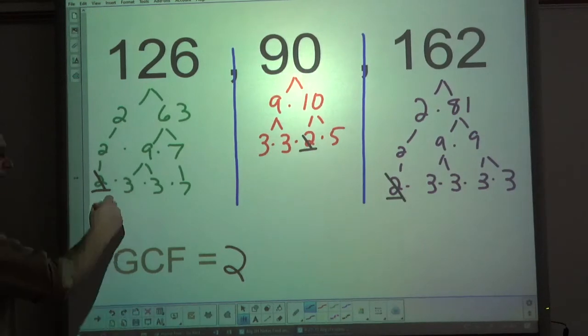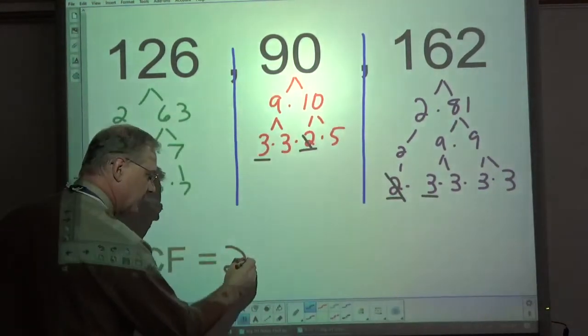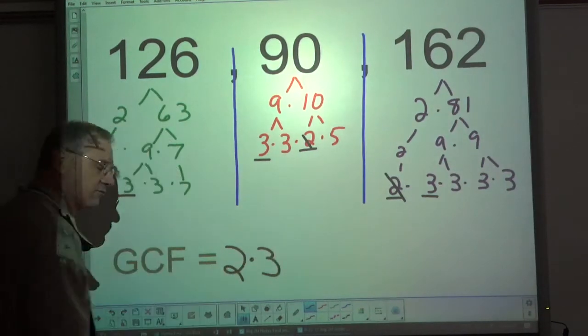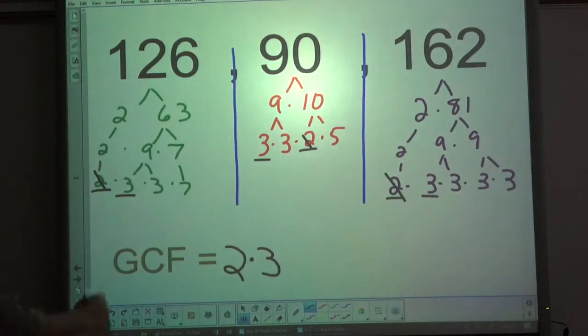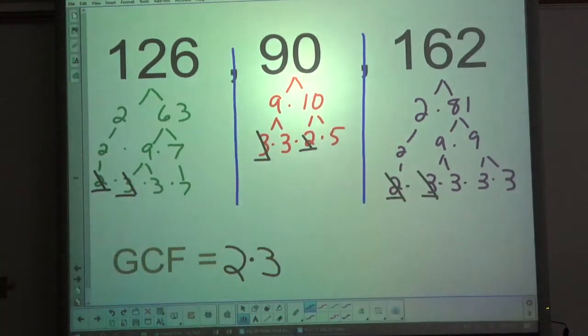I've got a 3 here, a 3 here, and a 3 here. I'm going to multiply times what's already there. Cross it off. I've used up that 3. Now there are more 3's that are in all 3 of them, like this one.